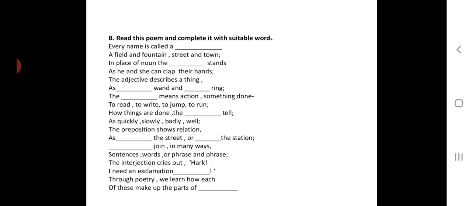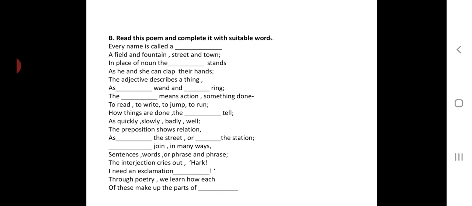Now let's move on to the second part of the exercise, the B part. Read this poem and complete it with suitable words. When you start reading you will understand what exactly you have to do. Let me do some of the blank spaces for you. The first one: every name is called a dash. Every name is called, naming word is what? Noun. So every name is called a noun.